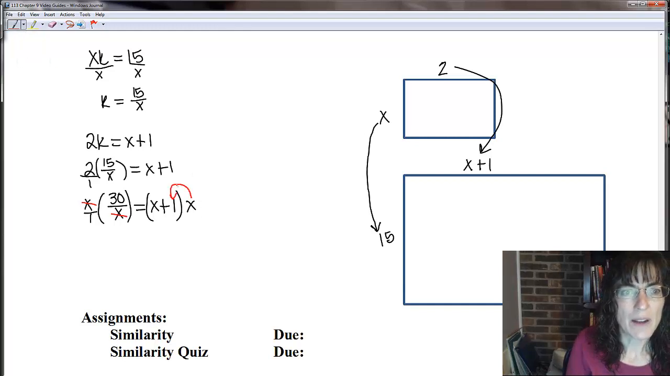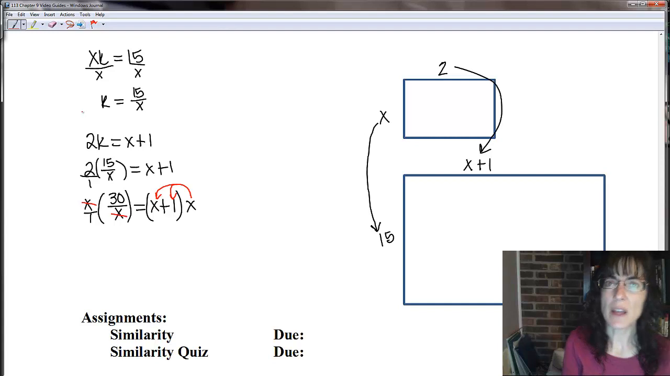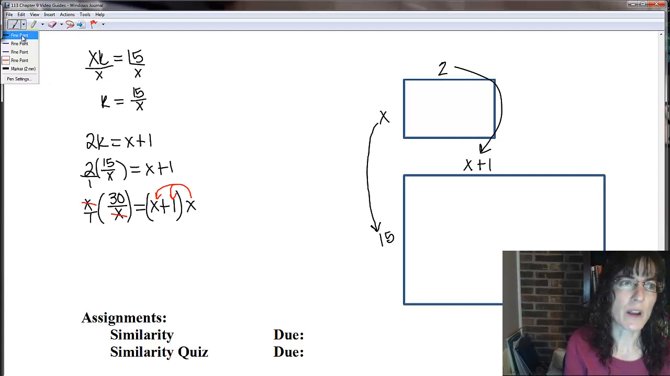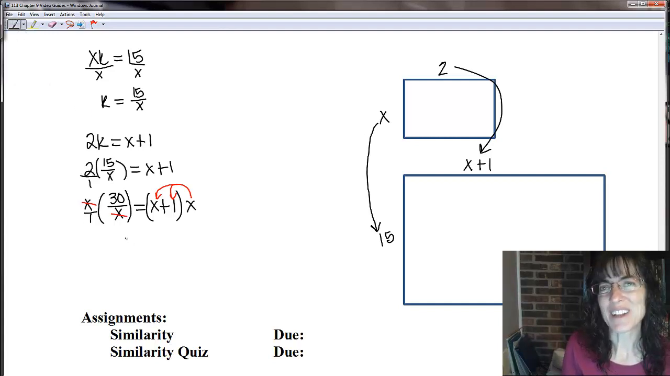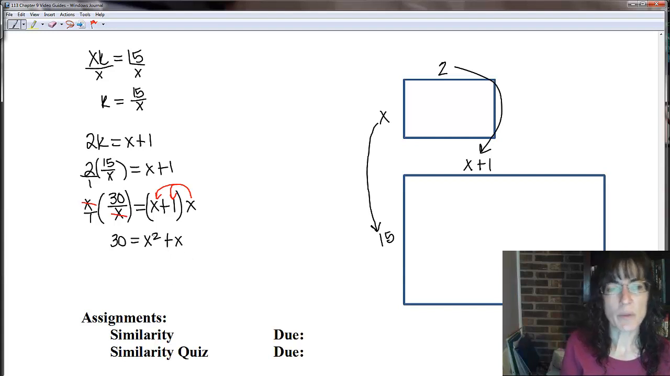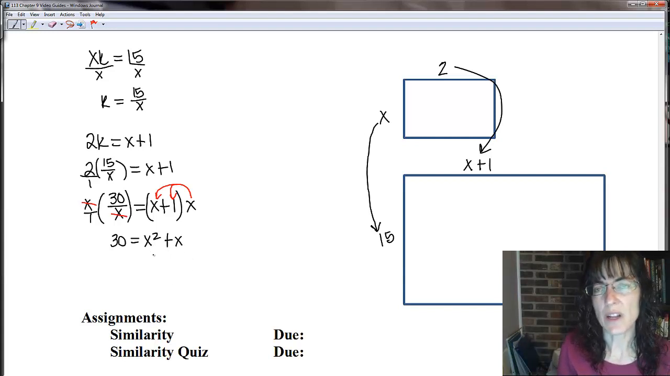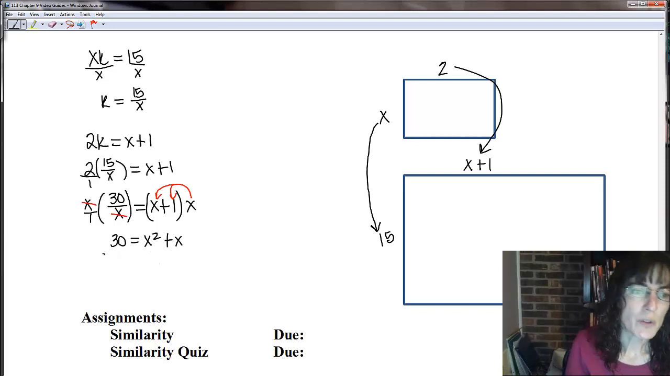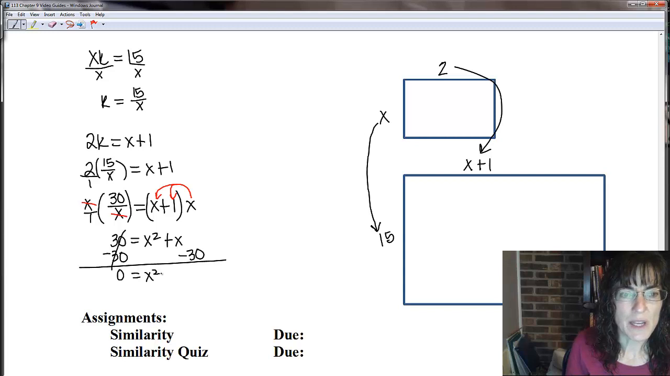And on the right, I do have to distribute that X to both of the terms that were there so that everything on the right hand side gets multiplied by X. And then I have 30 equals X squared plus X. And then I want to set it to 0 because I see that I have an X squared and I know I'm going to need to factor. So I'll just subtract 30 from both sides. And these 30s undo one another, and I just have 0 equals X squared plus X minus 30.